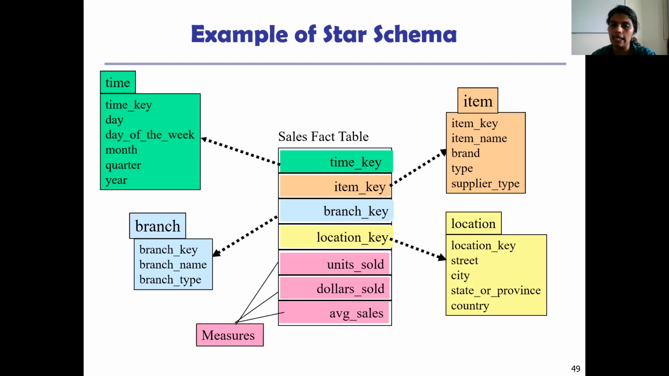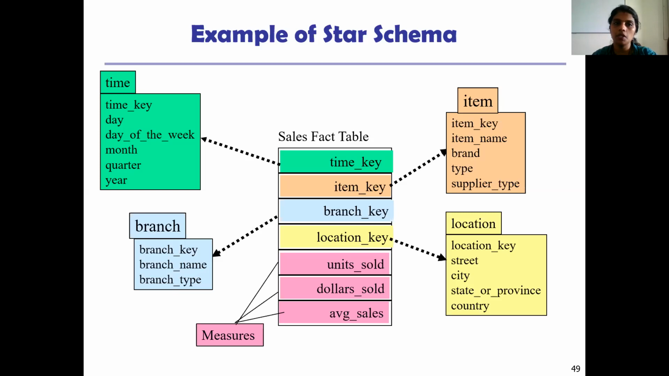Apart from these keys, you have the facts or the numerical measures. Which are the facts or numerical measures here? Since it's a sales fact table, you have units sold, that is the number of units of each item sold, dollars sold, that is the amount obtained by the sales, and the average sales. So these are the three facts represented in this sales fact table.